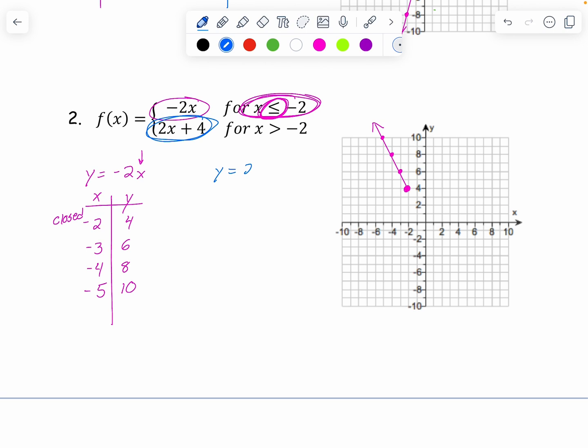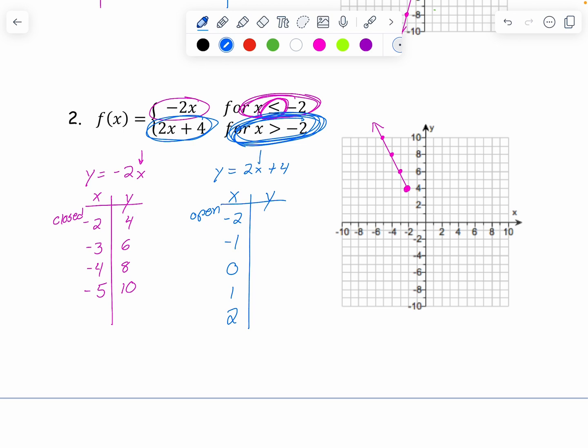So this is y equals 2x plus 4. And for this one, we want x values that are bigger than negative 2. Now remember, we still have to plug in the negative 2, but because this one is not equal to, this one is going to start with an open circle. Then from there, from -2, we want values that are bigger than -2. So we can say -1, 0, 1, 2. We probably really don't need to go that far, but that's okay.